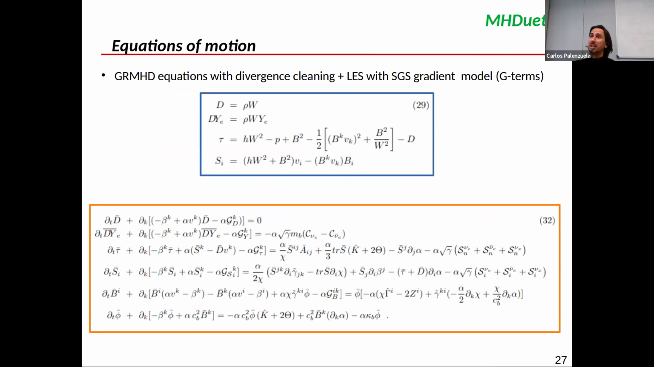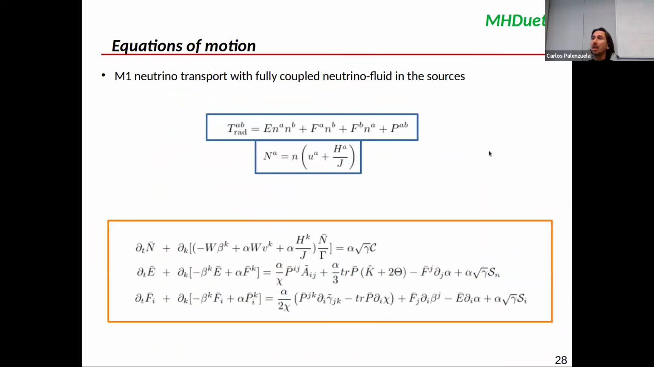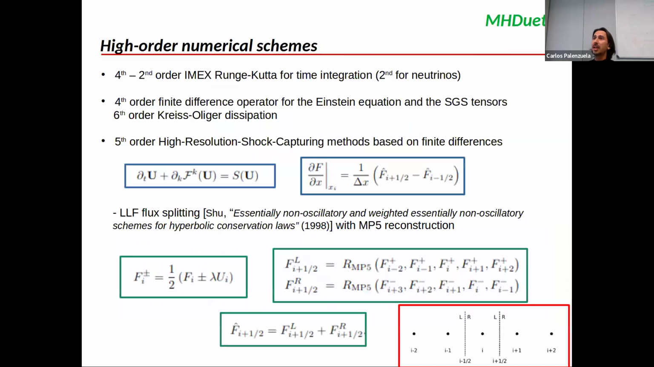We also solve the GRMHD equations with divergence cleaning, and also with these Large-Eddy-Simulation techniques with the gradient model, that are these G terms that are here in the equations. We also have M1 neutrino transport with fully coupled neutrino-fluid sources, but I will not discuss this because we don't have enough time.